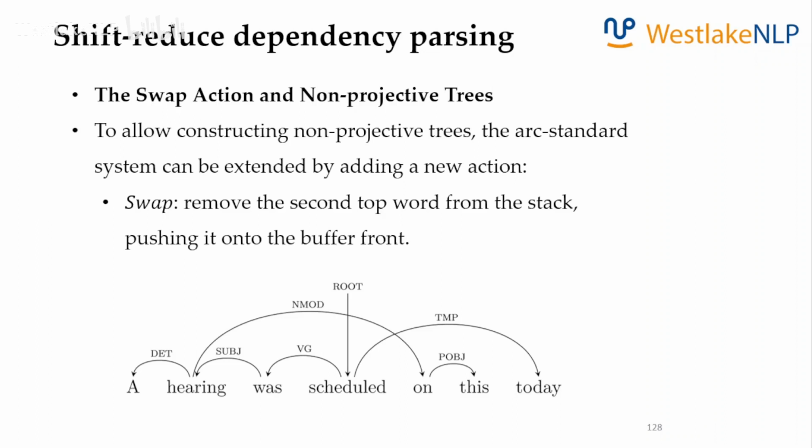Here is an example. A hearing was scheduled on this today, okay? So on depends on hearing. But today depends on scheduled. These two dependency arcs cross each other. So it turns out that non-projective dependency trees cannot be processed by either the arc-eager parser or the arc-standard parser. How do we define a set of actions to handle them?